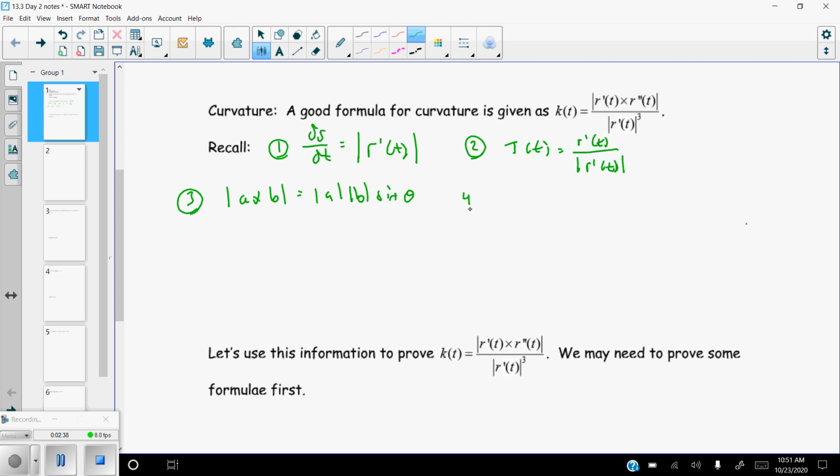We need the property of cross products that says if I have a cross (b plus c), so I've got 2 vectors being added together in parentheses, and I'm going to cross the resultant of those 2 vectors, it's the same thing as distributing the a. So it's a cross b plus a cross c. We'll put that in parentheses so we can distinguish those a little bit more. Okay, and that was one of our cross product properties.